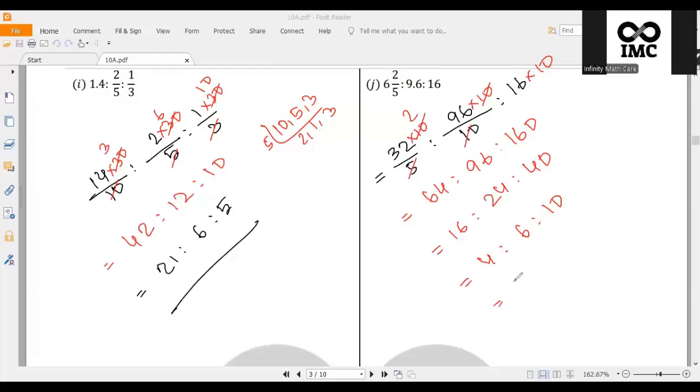Again, we can divide each one by 2. 2 2s are 4, 2 3s are 6, 2 5s are 10. So 2 is to 3 is to 5 will be the answer of question number J.